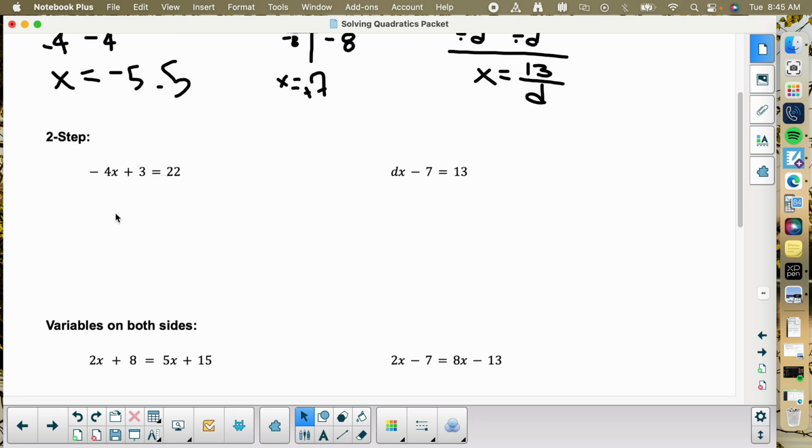How about a 2-step equation? So, do you remember what to do with those? Perfect. You start with the number that isn't on the x. So we're going to -3 to both sides. Perfect. Divide by -4 is the opposite of times by -4. .75.